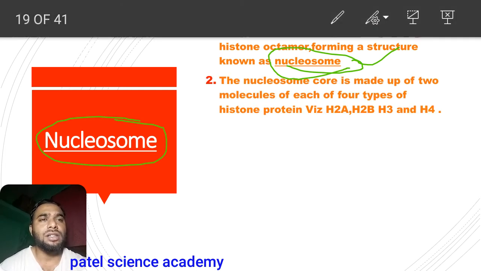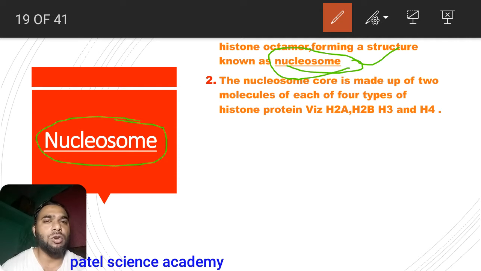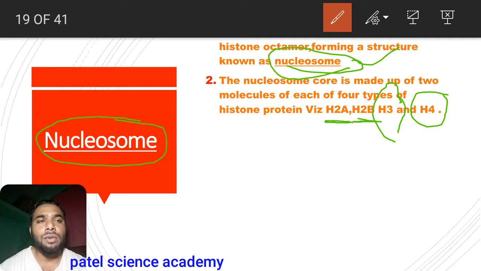The second point: the histone protein and the DNA molecules together are known as nucleosomes. The nucleosome core is made up of two molecules of each of four types of histone protein. As I told you, two molecules of H2A, two molecules of H2B, two molecules of H3 and two molecules of H4. It is clear that in the octamer there are four types of histone protein: H2A, H2B, H3 and H4, and for all of these four types there are two copies in that structure. That's why these become eight in number, and likewise this is the octamer of the histone protein.